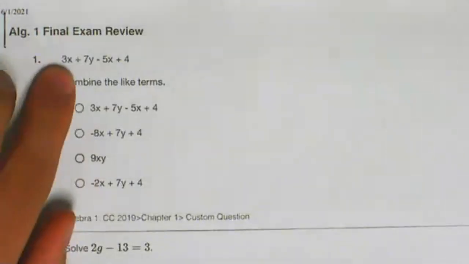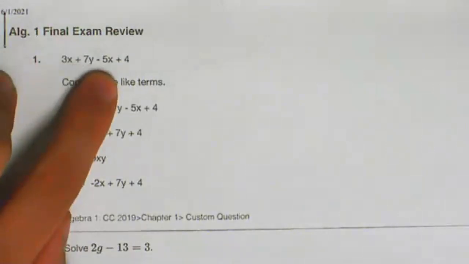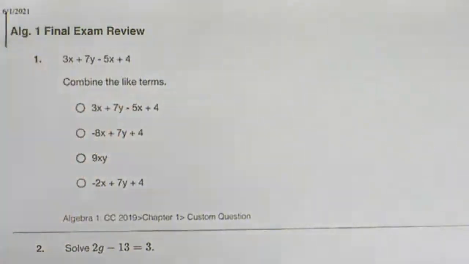So we have an x term, that's our 3x. We have a y term, our 7y. We have a negative 5x, oh, that's another x term. And we have a 4. So we have 3 different types of terms in this one. We have x terms, y terms, and regular numbers. And the x terms go with the x terms, the y terms go with the y terms, and the regular numbers go with the regular numbers.